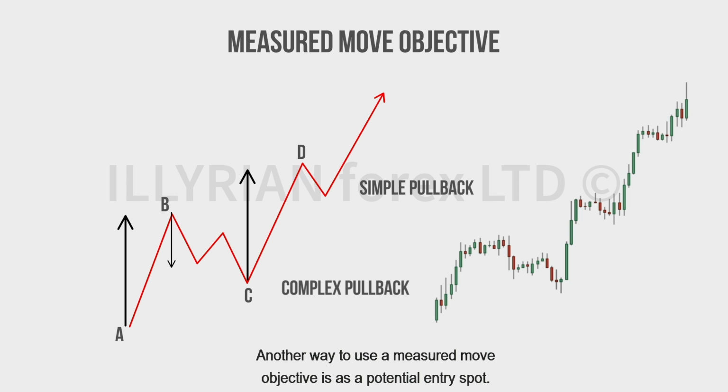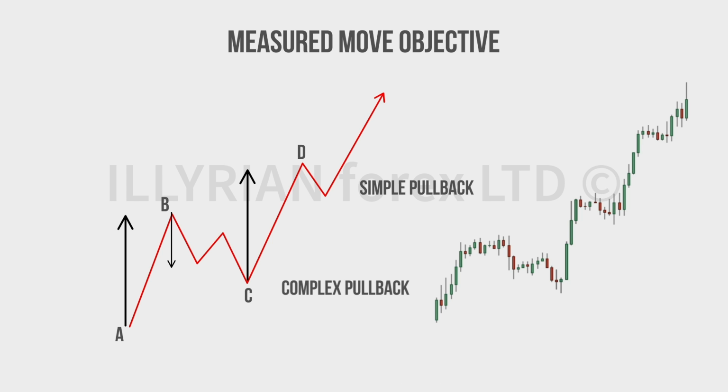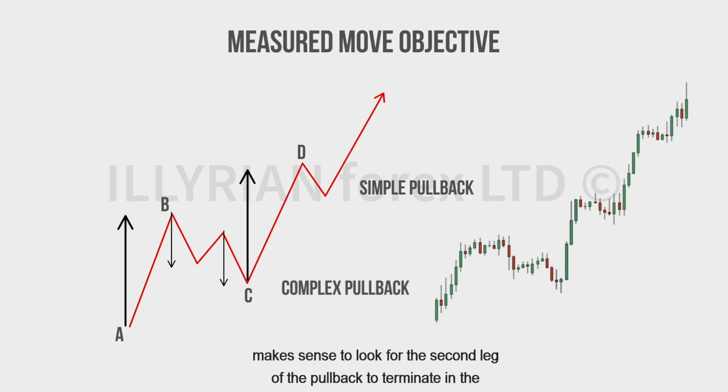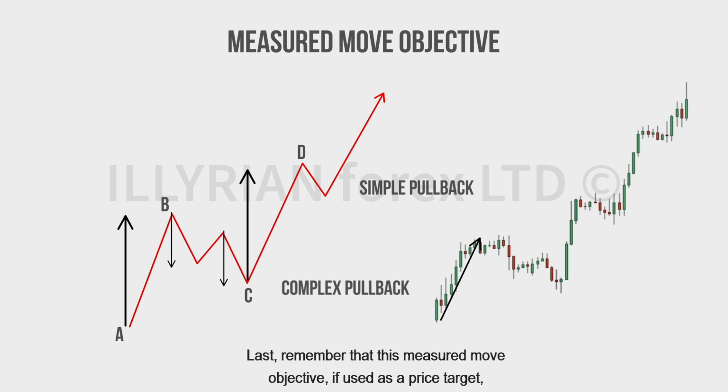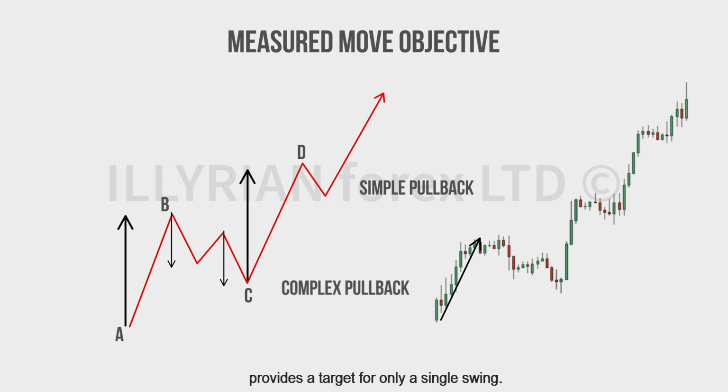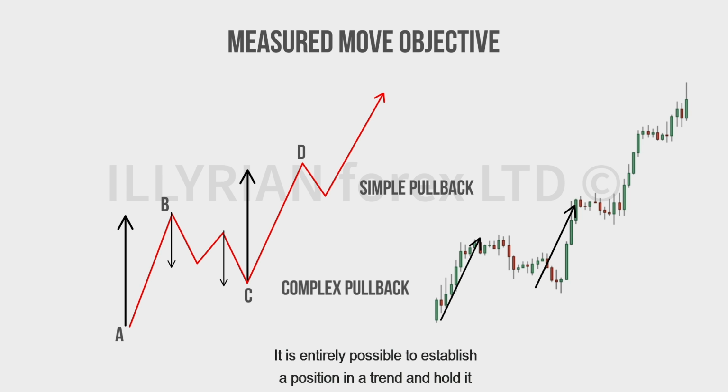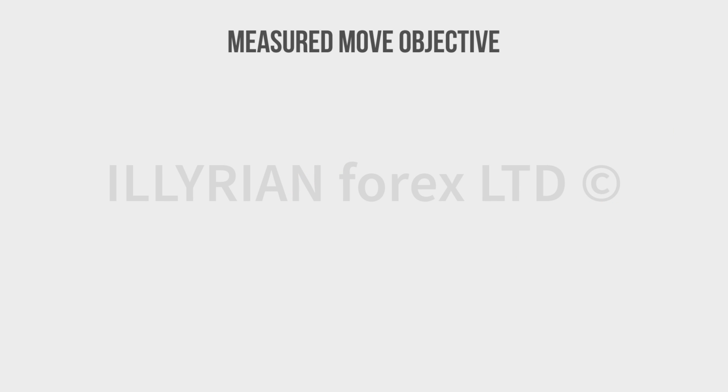Another way to use a measured move objective is as a potential entry spot. A common area where this may occur is in a complex pullback, when it makes sense to look for the second leg of the pullback to terminate in the area of the measured move objective. Last, remember that this measured move objective, if used as a price target, provides a target for only a single swing. It is entirely possible to establish a position in a trend and hold it through multiple pullbacks and multiple trend leg extensions, in which case the measured move is valid only for each of the individual swings.